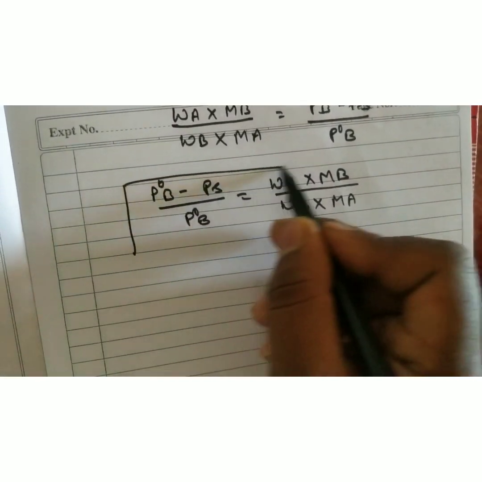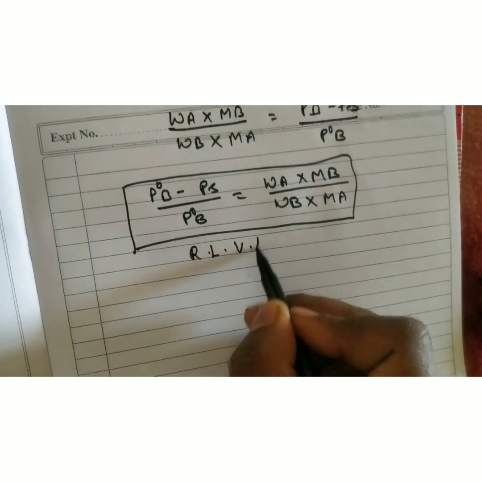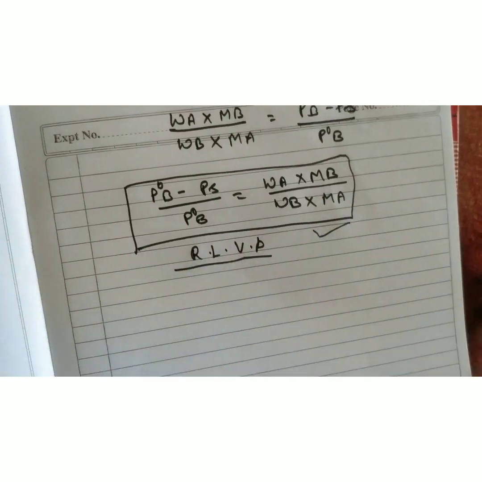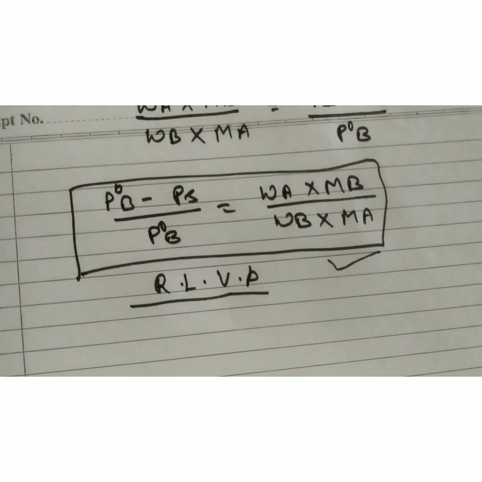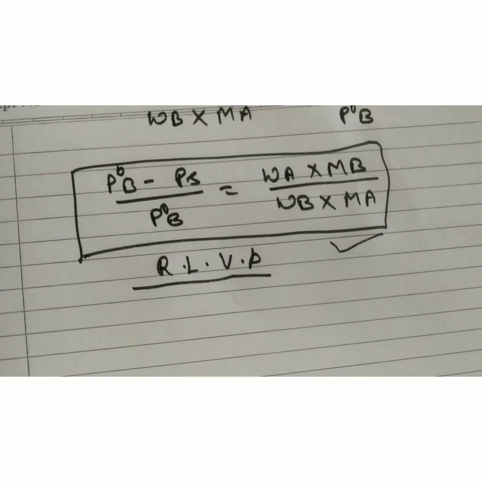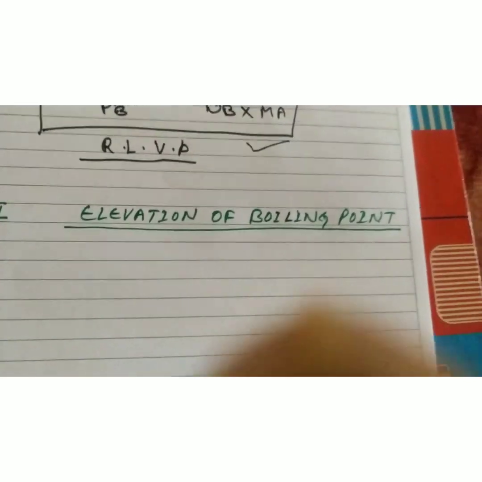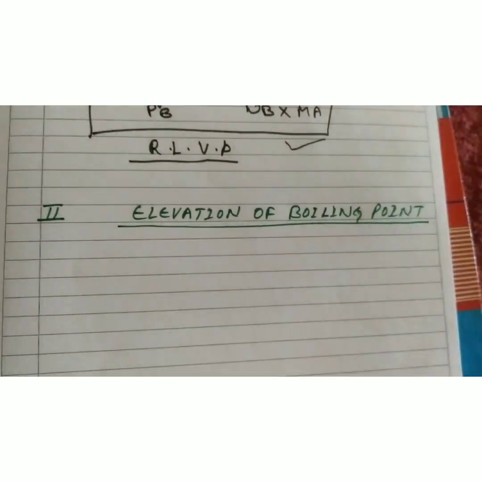This is the first derivation of RLVP, and this is so important because on the basis of this derivation a lot of numericals form in the board examination. So this is important for all of you. Clear? Now the second colligative property is elevation of boiling point.